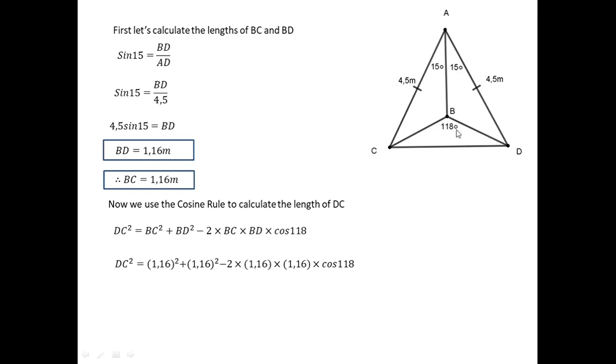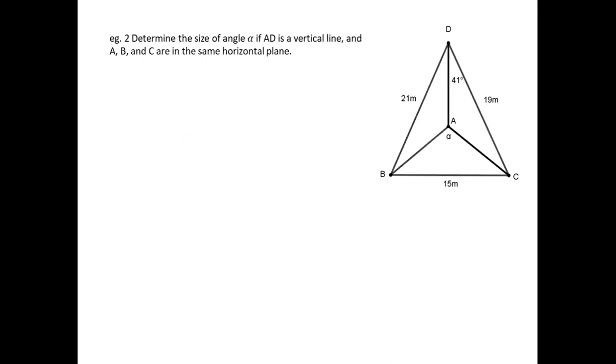The angle B is 118 degrees. There it is. Work that all out, and my answer is 1.99 meters. Final answer. Look at it there. Fancy red box. Now we have a slightly more complicated example. It's the same general premise.